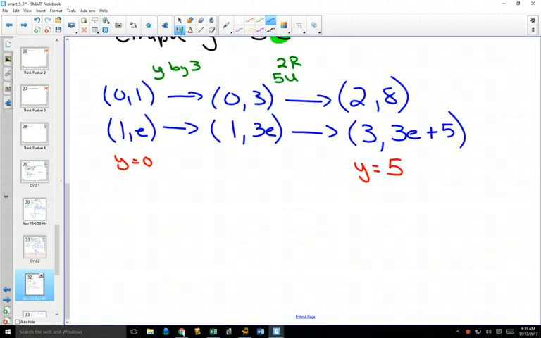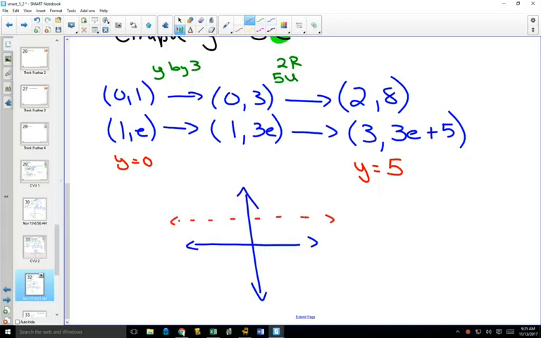And now that we have that information, we can graph our asymptote at y equals 5. Our points, 2, 8, label that point, and 3, 3e plus 5. And so again, I'm just estimating where that 13.1 would be. And since it's going up, we can now graph it going through all of those points.